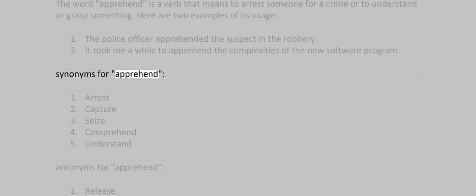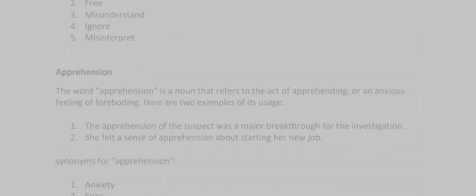Synonyms for apprehend. 1. Arrest. 2. Capture. 3. Seize. 4. Comprehend. 5. Understand. Antonyms for apprehend. 1. Release. 2. Free. 3. Misunderstand. 4. Ignore. 5. Misinterpret.